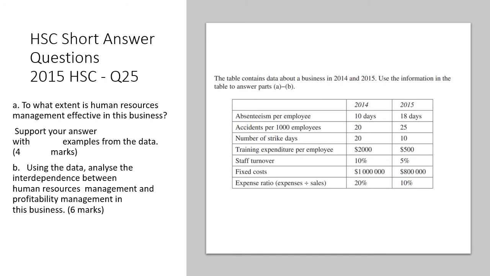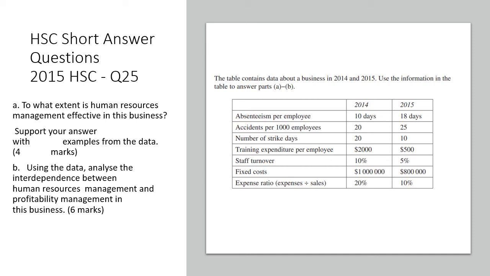Now with this question, you have a table here that's got some information about the effectiveness criteria for human resources. A, to what extent is human resource management effective in this business? Support your answer with examples from the data. So in this case, you're actually going to compare, you're going to look at what's happening in 2014, what's happening in 2015, which ones are getting better and which ones are getting worse.